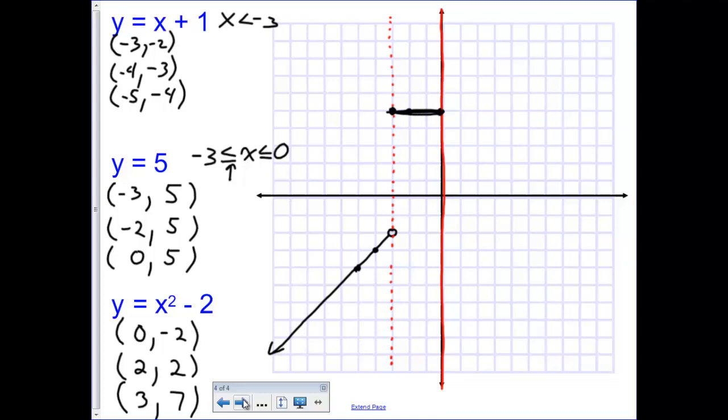And the last one has to have x's that are greater than 0. So my first dot of 0, negative 2 has to be an open circle. My next one is 2, 2, over 2, up 2, and over 3, up 7. On this one, I'm going to just eyeball a curve that gets as steep as I can without actually going vertical. And it's all the x's that are bigger than that.